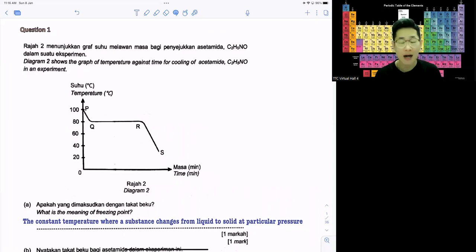For my students, you can first download or print this exercise out. The soft copy is already in your Google Classroom. You can get the link, I think, together with the video.